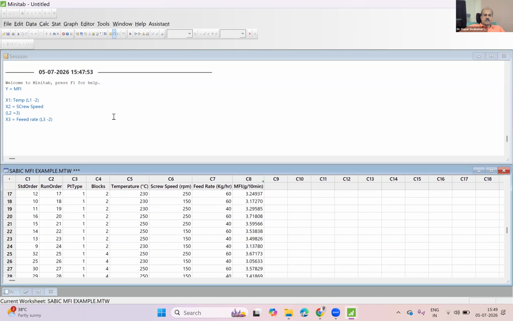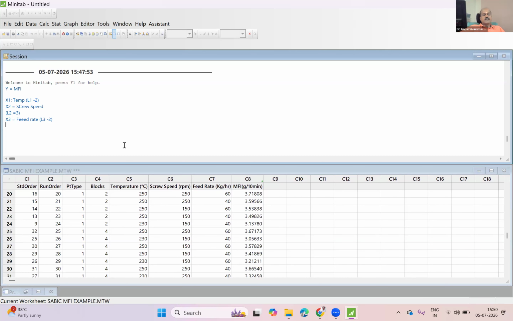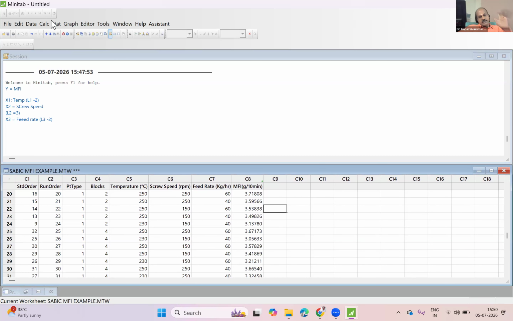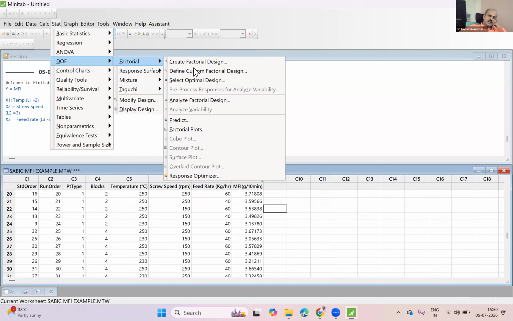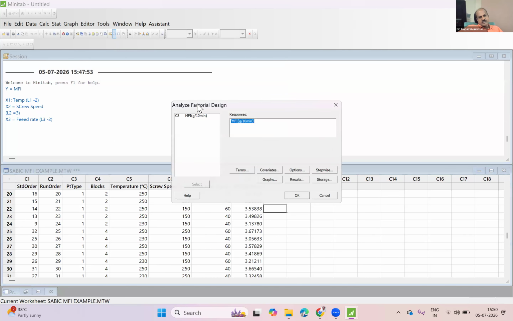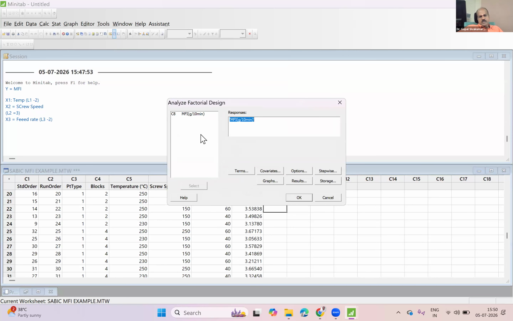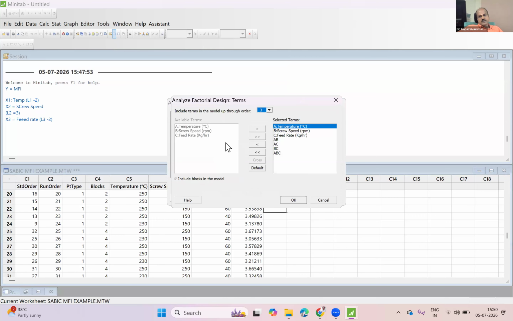So now this is the thing, this is the limitation. We have done the experiment. Now we just have to analyze. Stat, DOE, factorial. Already the designs are created. So straight away go for analyze factorial design. Now what is your response? MFI. What are your terms?